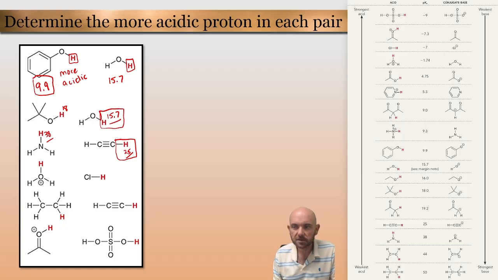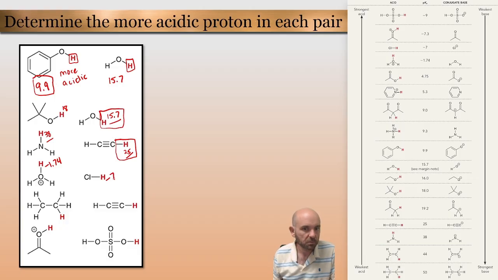All right, in the next example, we have some pretty standard acids. We have the hydronium ion, which has a pKa of negative 1.74. And we have hydrochloric acid, and the proton in HCl has a pKa, as you would imagine, pretty low.